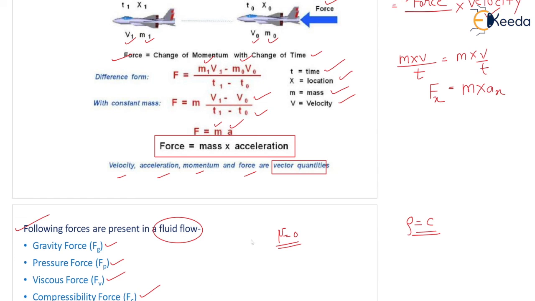So depending upon the case, some of the forces may be present, may not be present, but these two forces, gravity and pressure forces, will always be present. Okay, thank you.